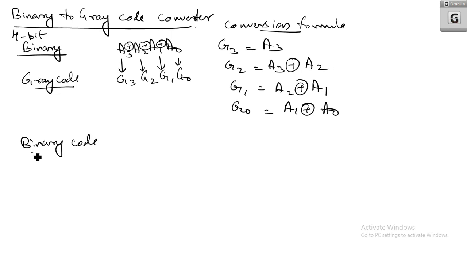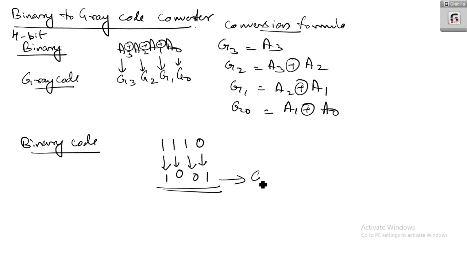For example, if you are having a binary code like 1 1 1 0, the corresponding gray code is: 1 will come directly. Then 1 XOR 1 is 0. Then again 1 XOR 1 is 0. Then 1 XOR 0 is 1. So the corresponding gray code of 1110 is 1001.